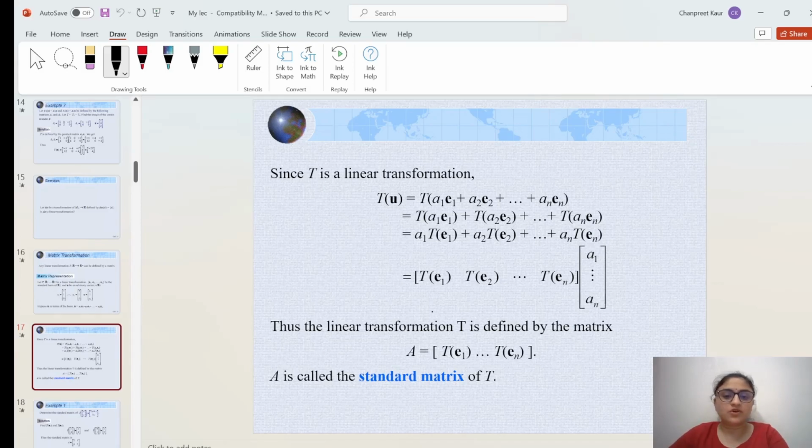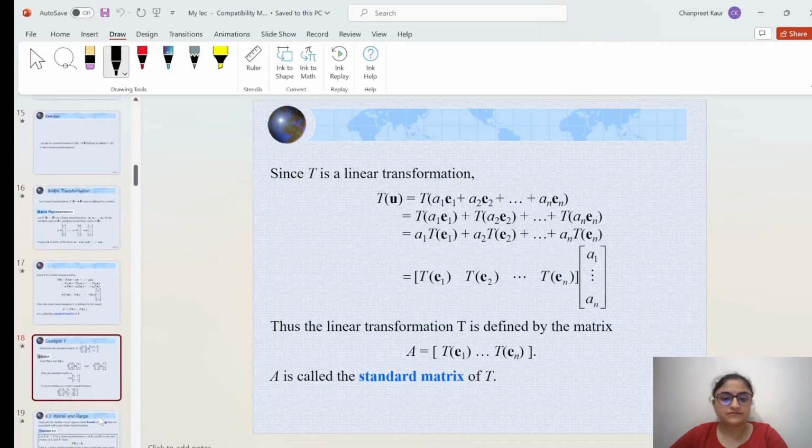So basically the first column of this matrix A will be defined by the action of T on the first basic element, that is the action of T on e1. The second column will be evaluated by the action of T on e2, and so on. Similarly, the last column of this matrix A will be evaluated by the action of the transformation T on the nth basic vector. So this A is called the standard matrix of T.